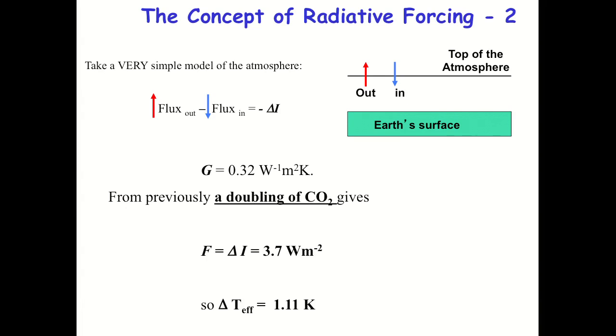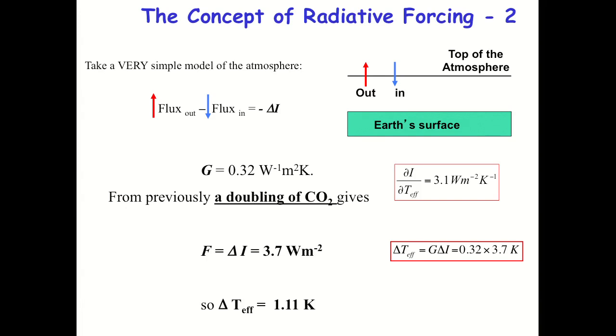And from our previous calculation, from that equation for a doubling of the CO2, so put the equations back up, you can calculate that the forcing, the change in that radiation, is going to be about 3.7 watts per meter squared. And from this equation, putting 3.7 in here, we can estimate that the change in the effective temperature of our system is going to be about 1.1 Kelvin. That's a very rough calculation, but it's actually a pretty good approximation. And remember, this is just for CO2. It doesn't include any of the other potential forcing agents in the system.